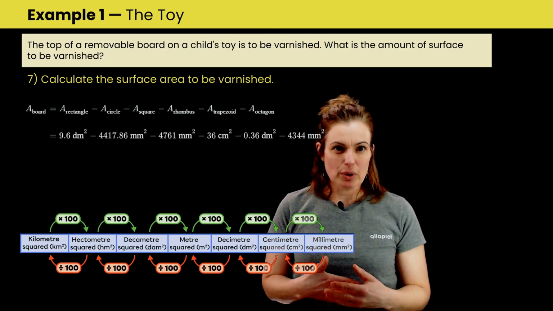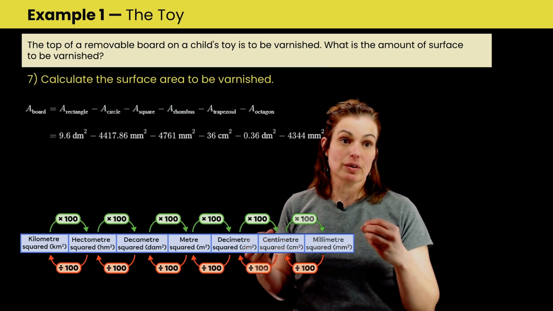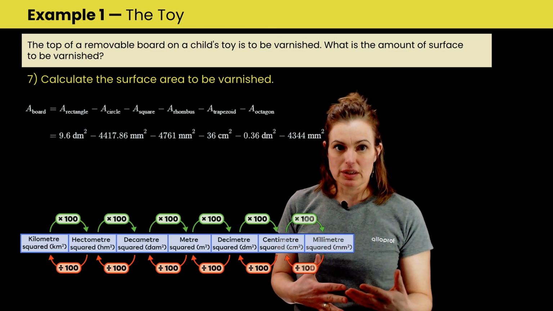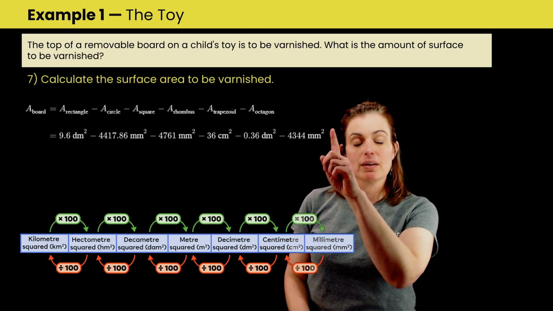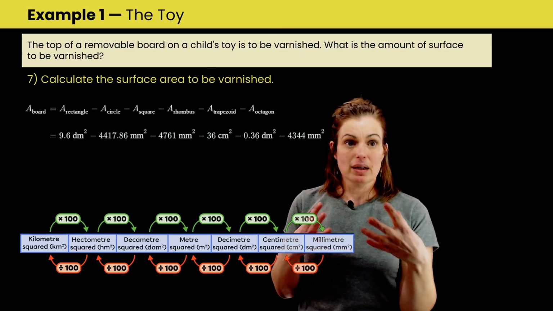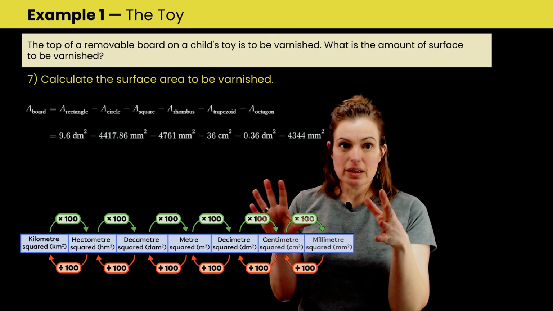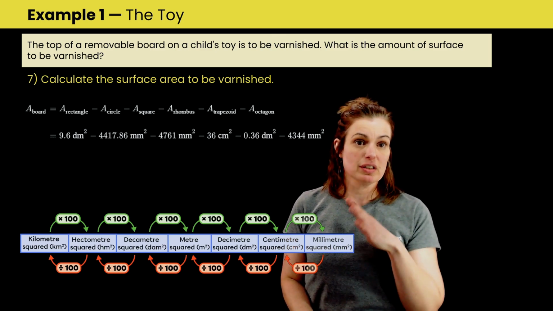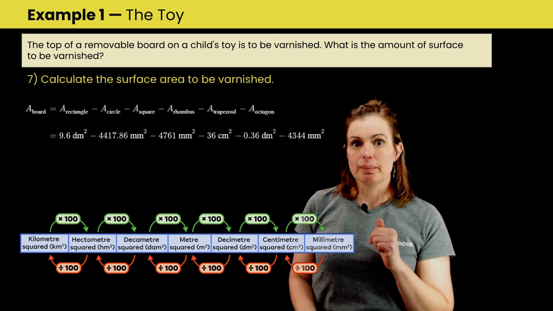This is different from when I'm dealing with lengths. With lengths, it's by a factor of 10 every time, but with area, it's a factor of 100 every time. And remember I said earlier that I was going to put everything into millimeters squared because already 3 of my cutouts or my areas are already in millimeters squared. So that just leaves 3 others that I've got to move into millimeters squared.